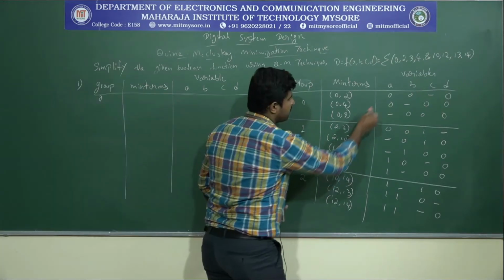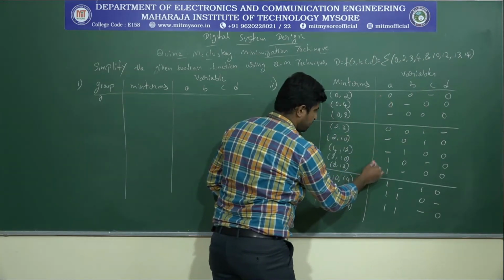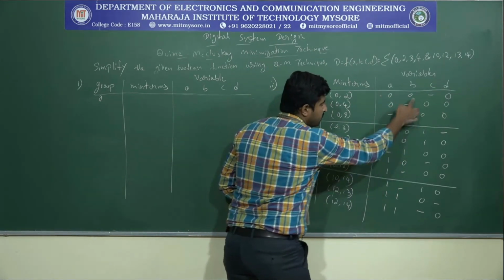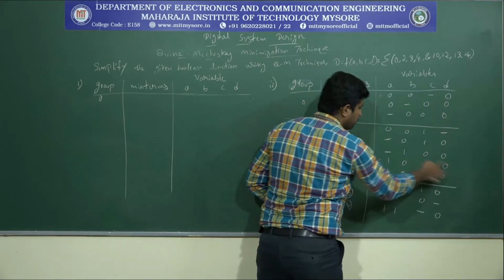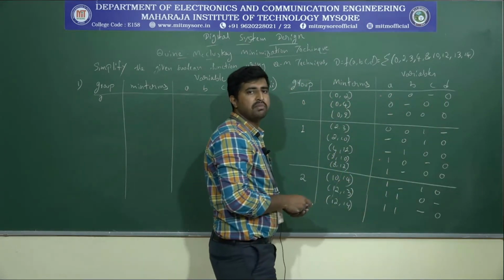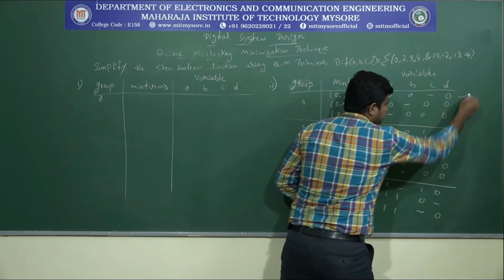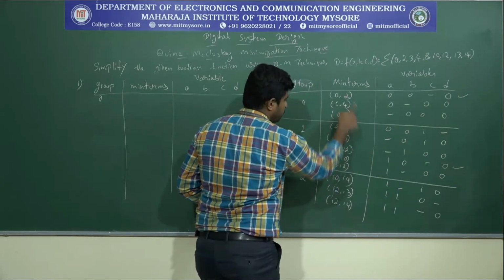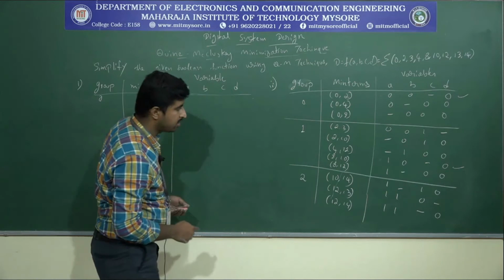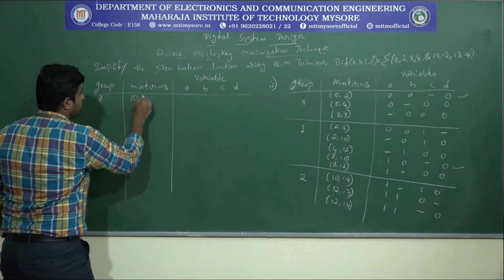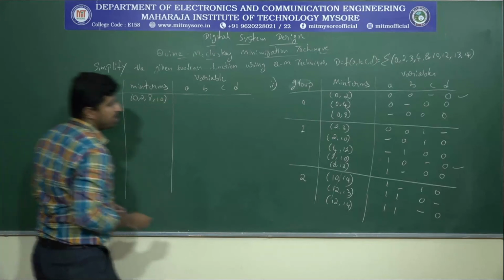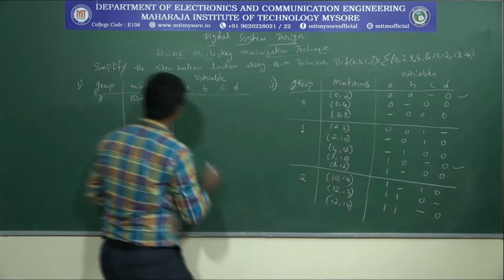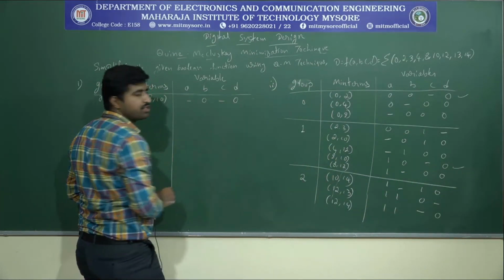Next, group 0. So here 0, 2 can be compared with the 8, 10. 0, 0, 0, 0, dash, dash, 0, 0. So only one variable has been changed. So that means this can be grouped. So let's tick mark. Okay, let's write this one. 0, 2 and the 8, 10. And we enter all the variables: dash 0, dash 0, dash 0, dash 0.